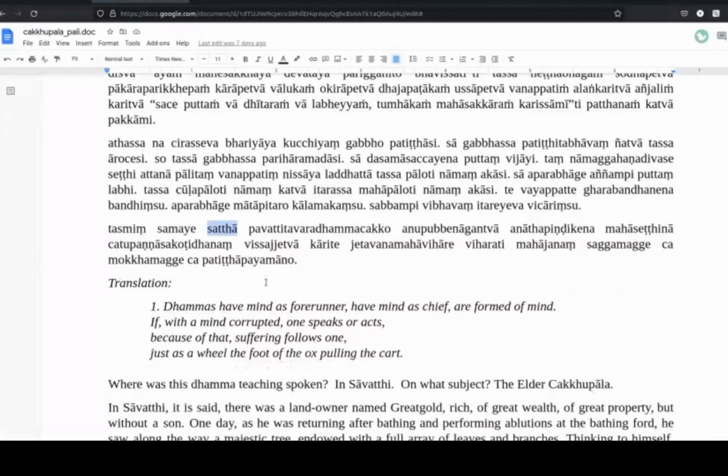Satta here is an irregular noun. This is a 1-1 form. It's masculine, but it's an irregular word. Satta meaning the teacher. Usually only used in Pali to refer to the Buddha. So here it's referring to the Buddha. It's saying at that time the teacher, meaning the Buddha. And then we have a real problem because this is our verb. This is another quite complicated sentence.